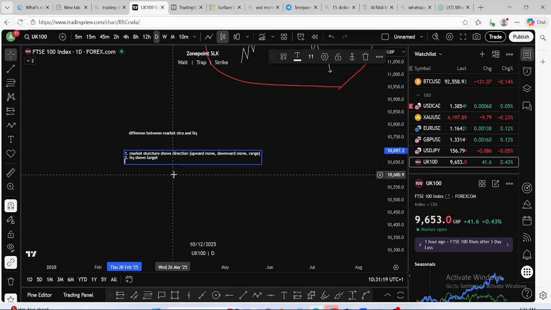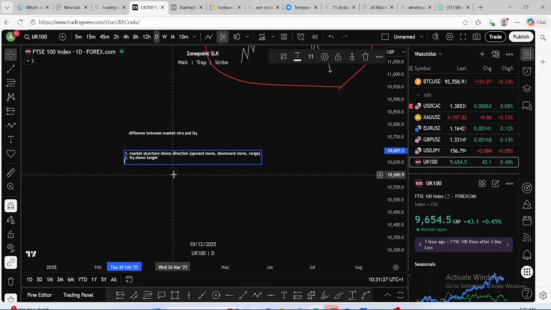So liquidity shows target in the sense that we know that if price takes out an external range liquidity, it's coming to target an internal range liquidity, and if price takes out an internal range liquidity, it's coming to target an external range liquidity. That's just what liquidity does.